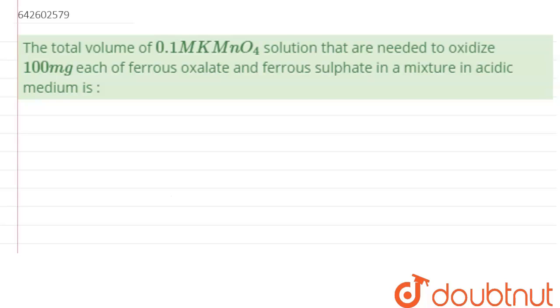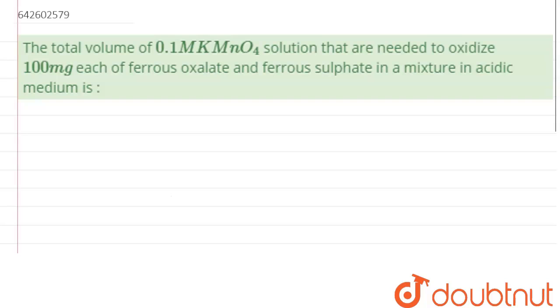Hello and welcome. The question is: the total volume of 0.1 M KMnO4 solution that is needed to oxidize 100 milligram of ferrous sulphate and ferrous oxalate in a mixture in acidic medium is?